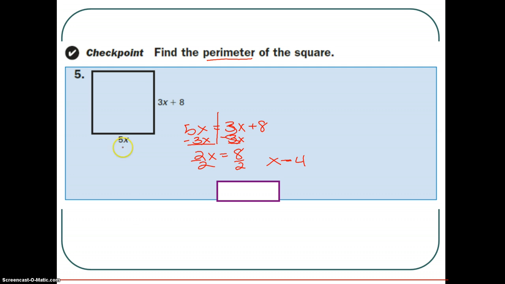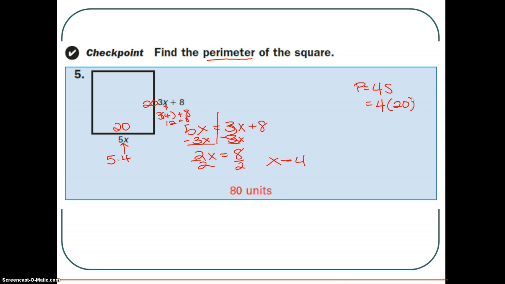Remember, I'm not done though. Now that I know that x equals 4, find the side length. 5 times 4 is 20. And if you want to check, put it in for the second one. 12 plus 8 is also 20. So now the perimeter is 4 times side, which is 4 times 20. The answer is 80 units.